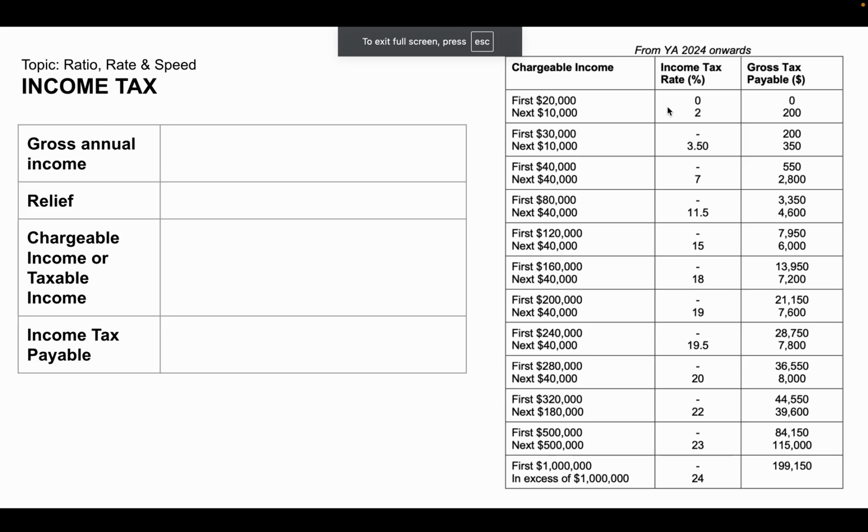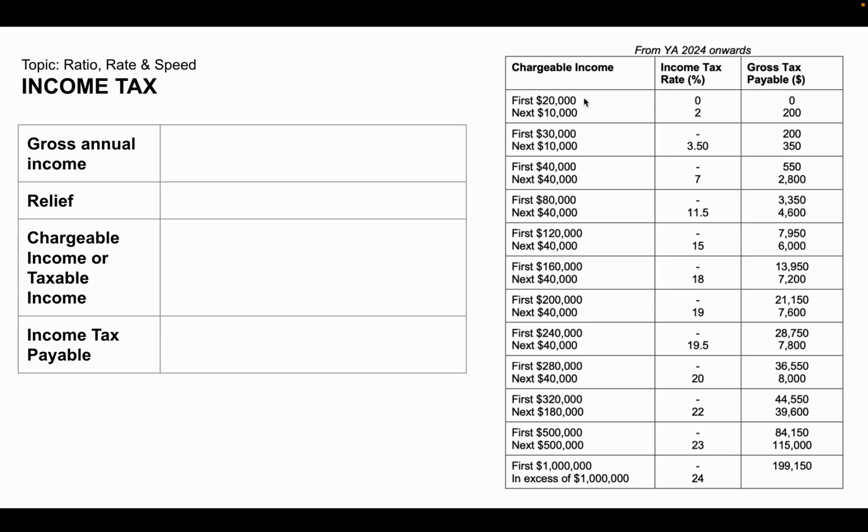In income tax, there are several terms that we need to be familiar with: gross annual income, relief, chargeable income or taxable income, as well as the income tax payable. Now, on the right is a table that we must learn how to read. Here, look at the column, chargeable income, which is broken down into parts. And the second column shows the income tax rate in percent, and the third column is the gross tax payable.